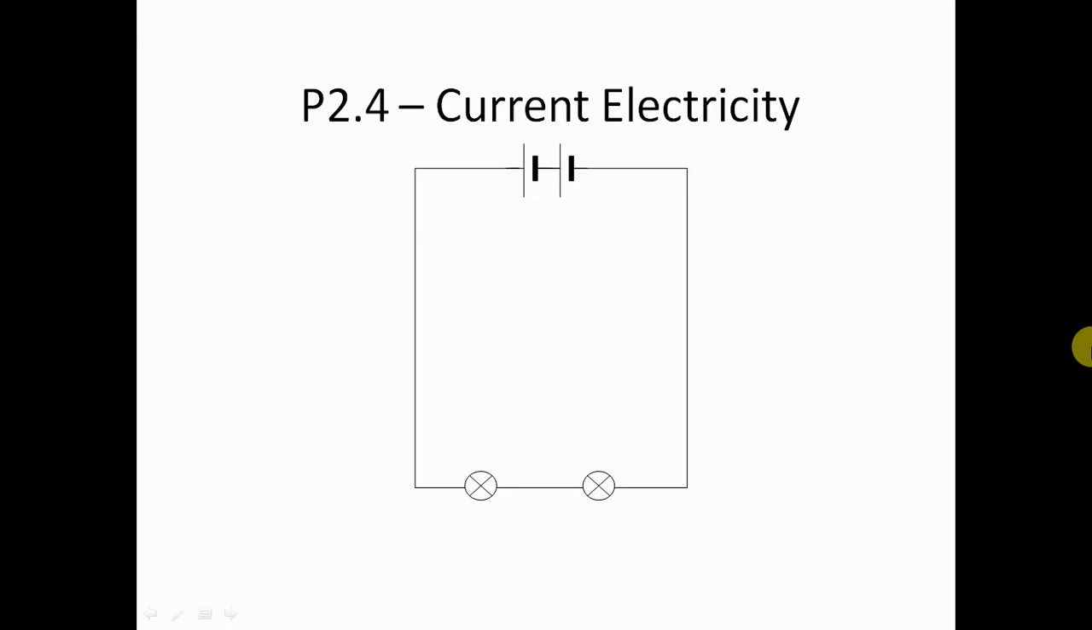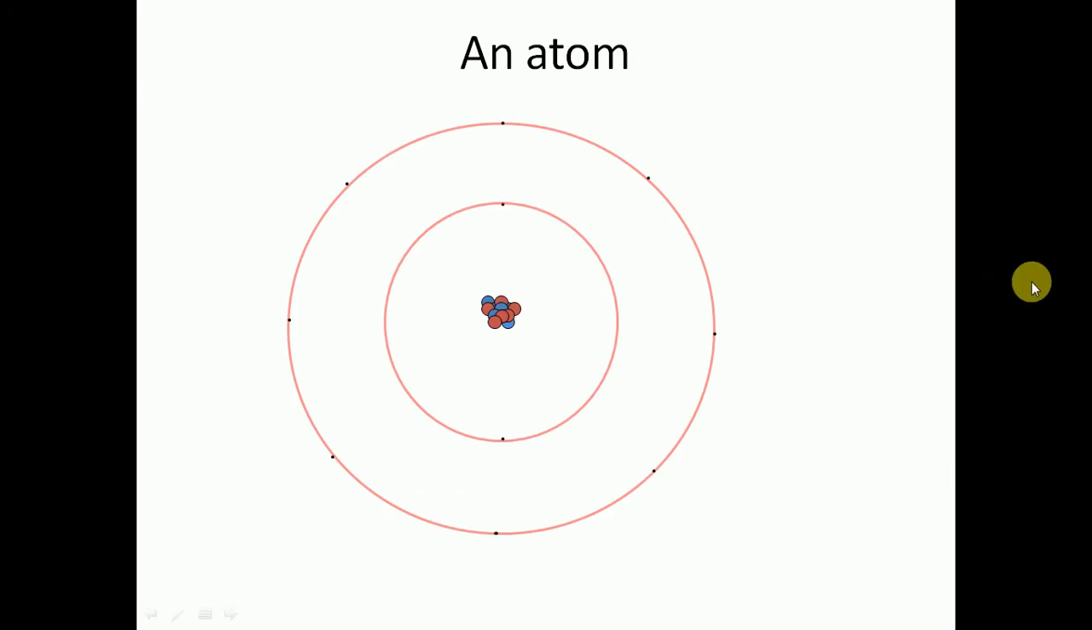So today we're looking at P2.4, which is current electricity. So to start off, before we can understand current electricity, we need to understand what electricity actually is. For us to understand what electricity is, we first need to go back and look at the atomic structure.